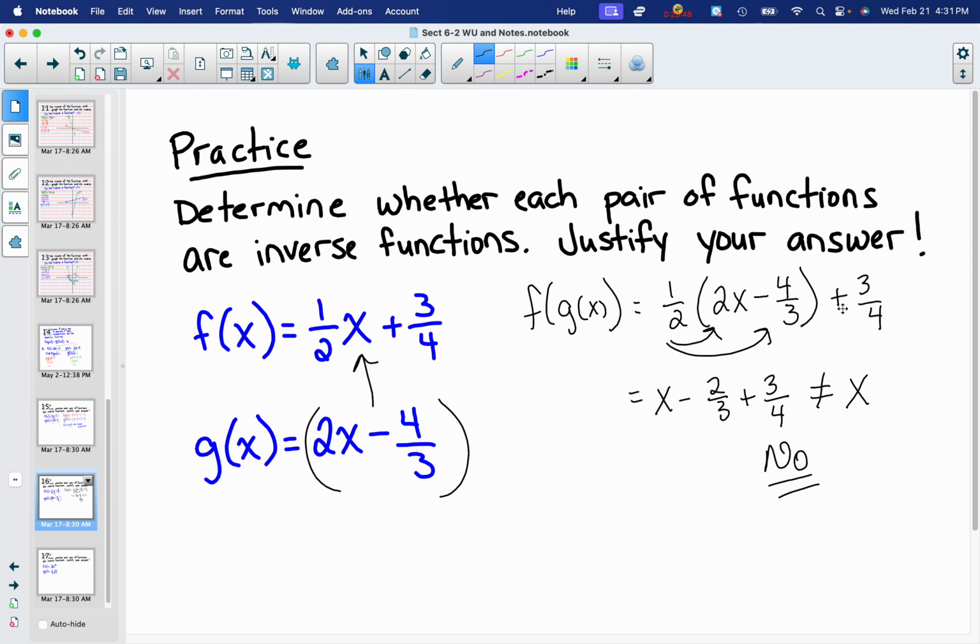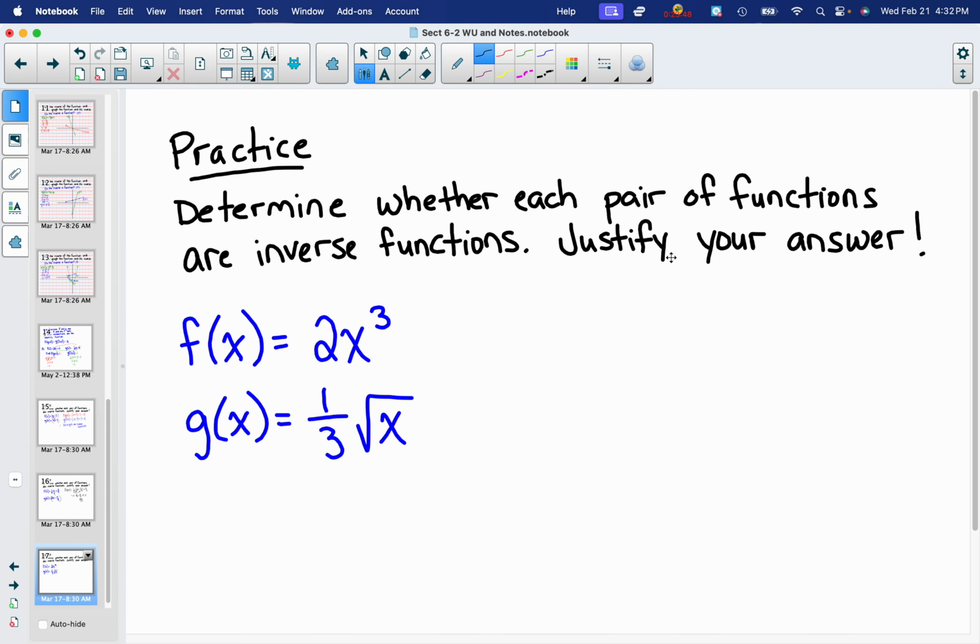Okay, so on this one, I put g of x inside of f of x. And then I distributed this 1/2 times the 2x, I got x. 1/2 times negative 4/3, you'll get negative 2/3. I didn't even do the math. These are not going to cancel, so it's not x. So the answer is no. You don't have to test the other way, because if it doesn't work one way, the answer is no.